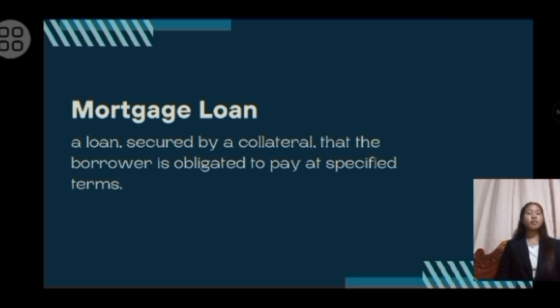So, remember the key aspect, the collateral. The property being purchased serves as collateral. Under repayment term, the loan has a specific term including the interest rate, repayment schedule, and loan duration. Mortgage loans are typically repaid in regular installments over a long period of time.